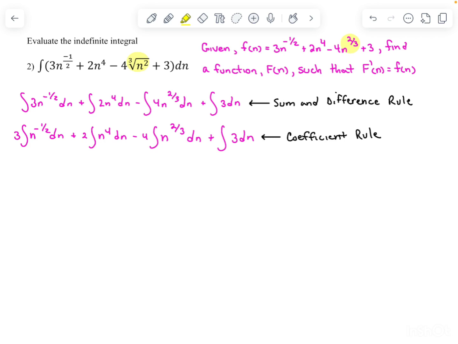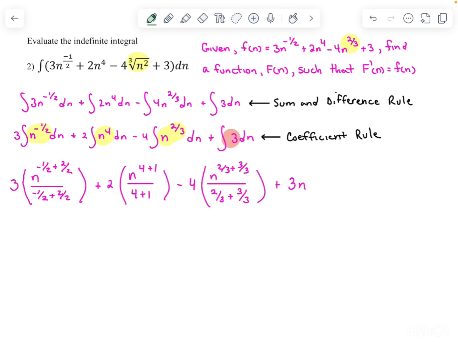Now I'm going to apply the power rule to n raised to the negative 1/2 power, n to the fourth power, and n to the 2/3 power. And I'm going to apply the constant rule to the 3. That will look like this. Since we are evaluating an indefinite integral, we need to add the constant at the end.